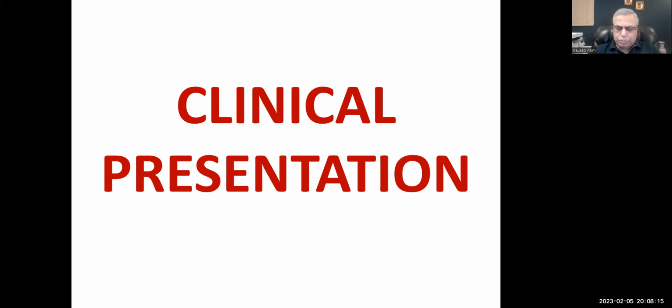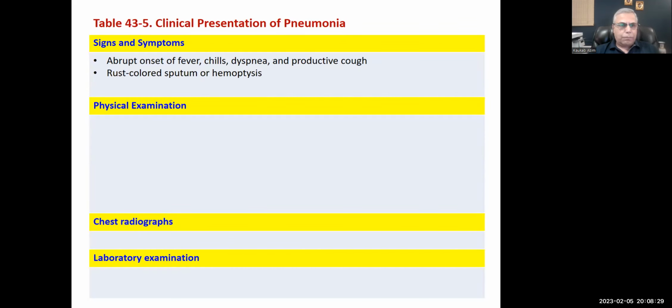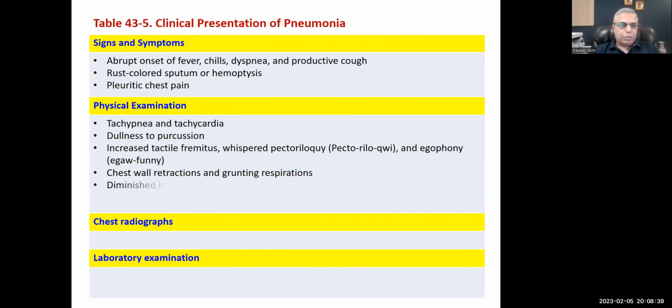Clinical presentation, you don't have to kill yourself memorizing the clinical presentation. That is the job of the physician. So signs and symptoms: high fever, chills, dyspnea, productive cough, and rust-colored sputum or hemoptysis. These things could be there. Pleuritic chest pain could be there. Tachypnea, tachycardia. So I want you to read this on your own.